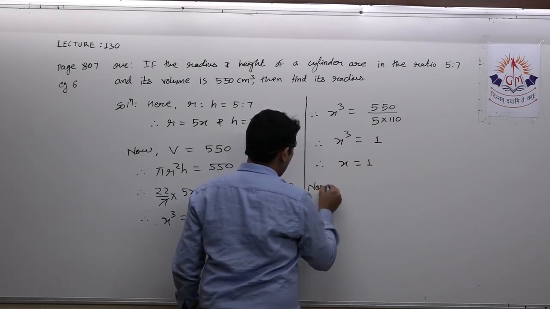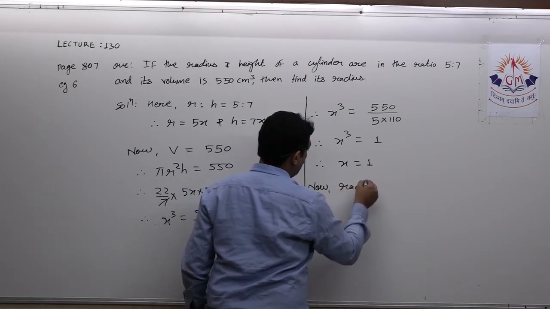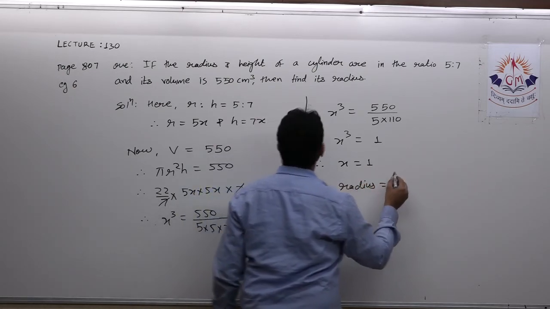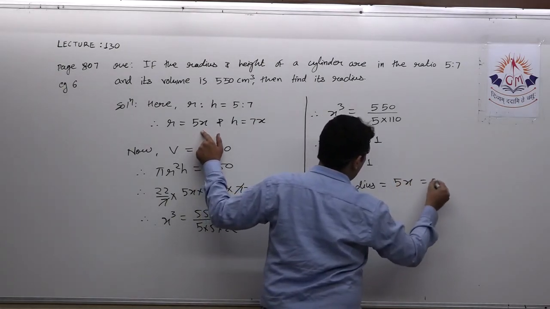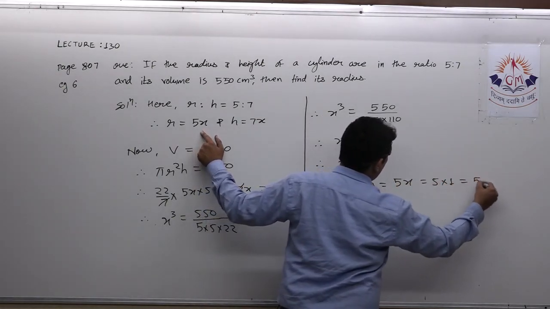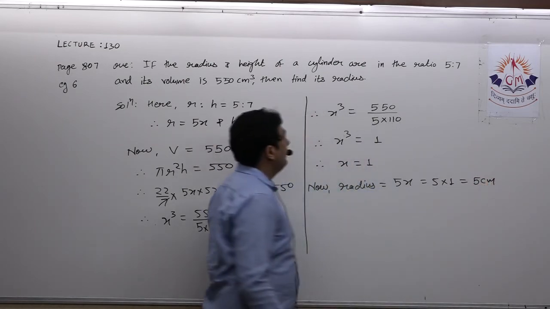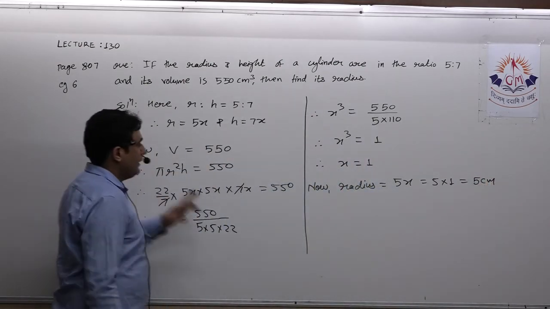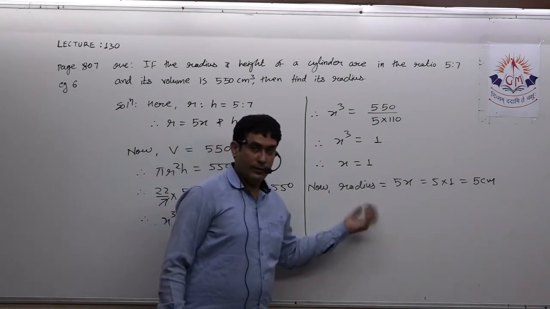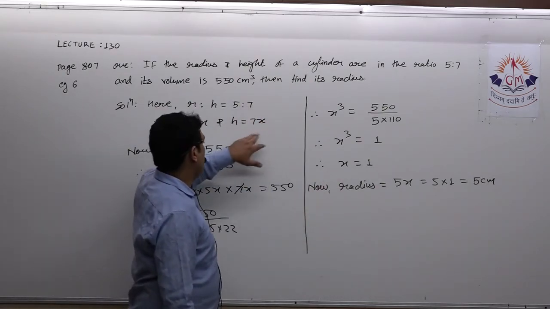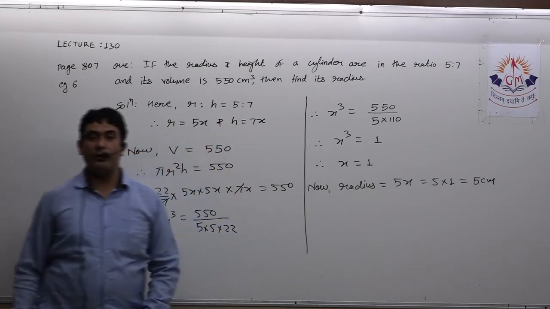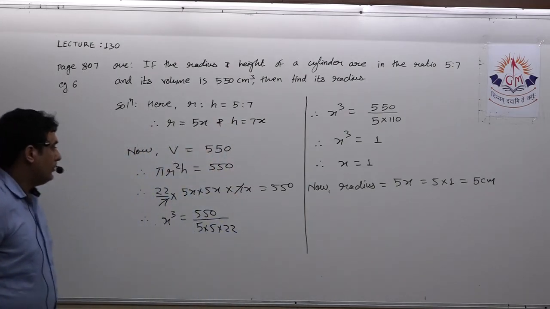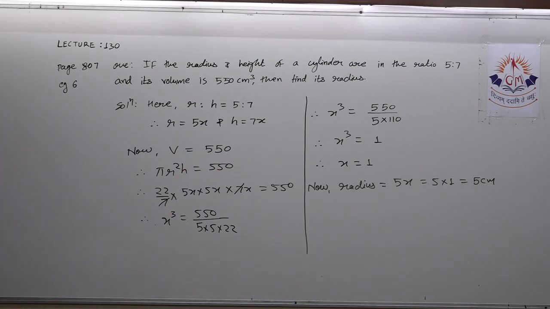Now what we have to find? Radius. So now radius is equal to 5x, that is 5 multiplied by 1, so 5 centimeter. So this is the final answer. Now here they ask to find the radius. Instead of radius they may ask you to find the height, or simply they can say find the total surface area or curved surface area. So please note it down, then we will see the next question.